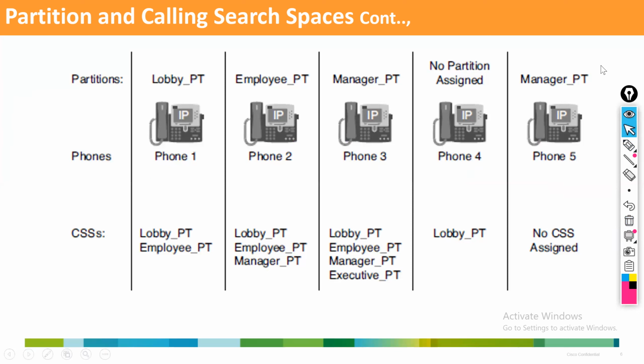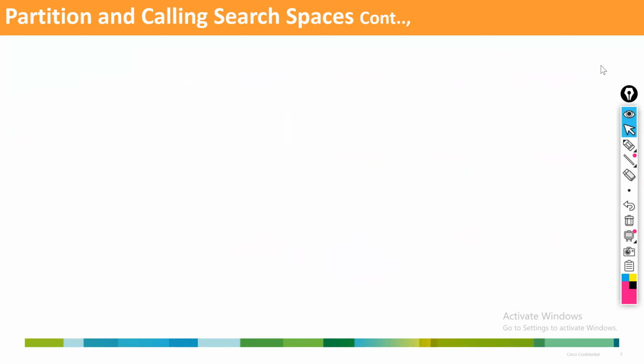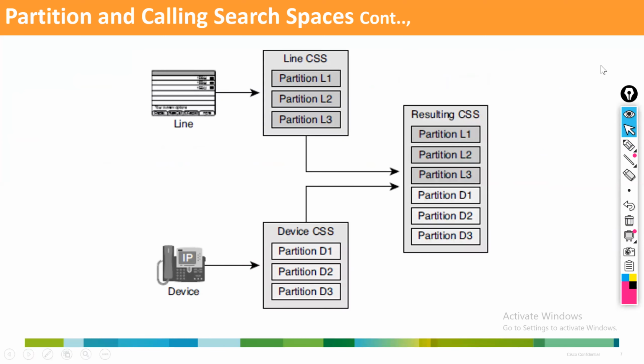Okay, so next we have time of day routing. First, the CSS. See, there are two CSSs I have created. One CSS is named line CSS, another is named device CSS. Under the line CSS there are three partitions: L1, L2, L3. Under the device CSS, partitions D1, D2, D3.